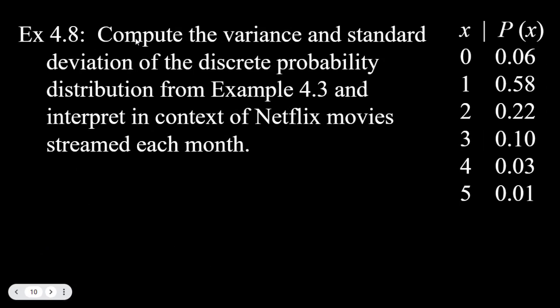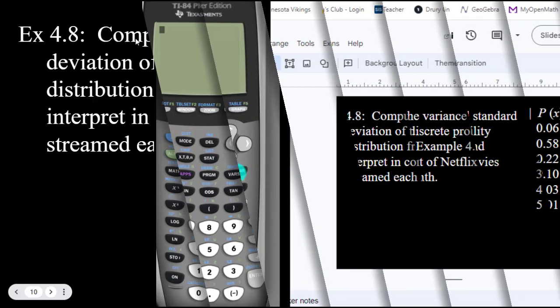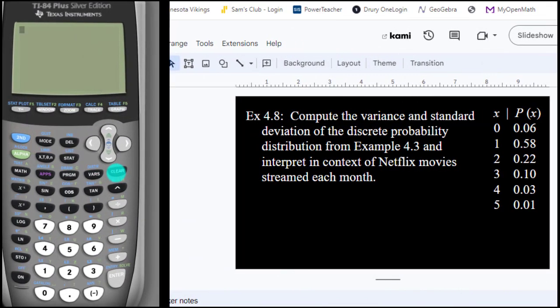So example 4.8, we're going to compute the variance and standard deviation of the discrete probability distribution from example 4.3, and we're going to interpret that in the context of the Netflix movies streamed each month. Remember, the first thing we will do is go to Stat and Edit so that we can enter in our values. If you have something here, go up, highlight L1 and hit Clear, Enter, and then go over to L2, hit Clear, Enter, and that will get rid of those values.